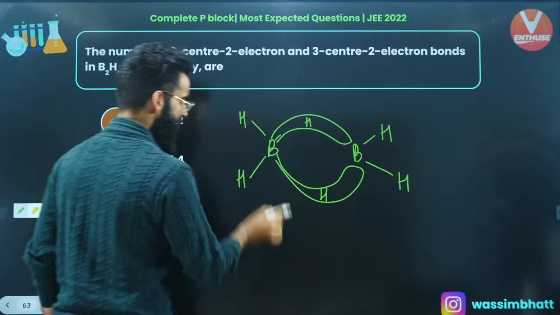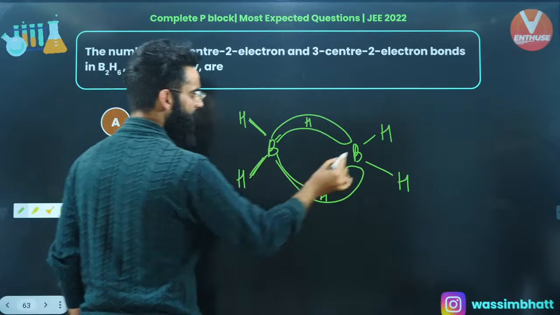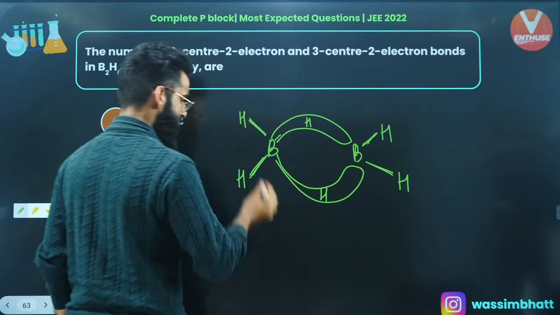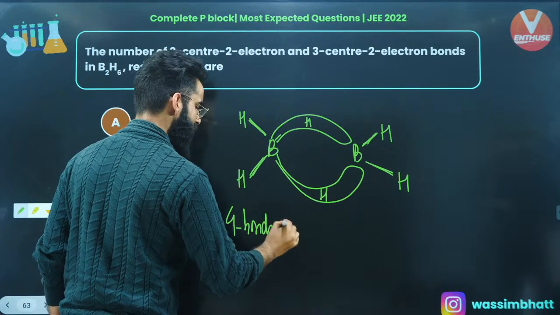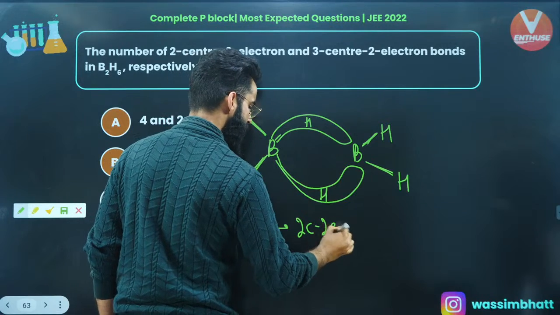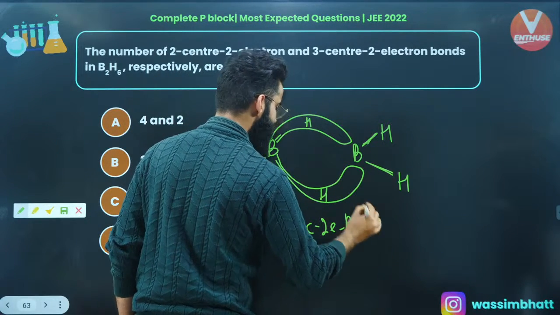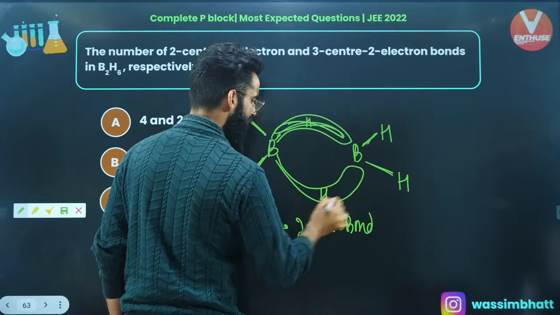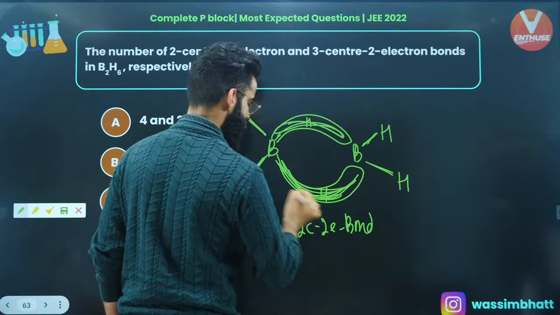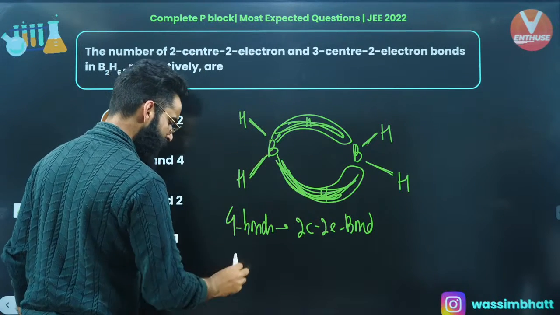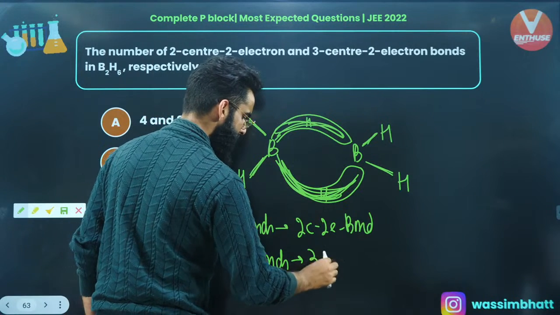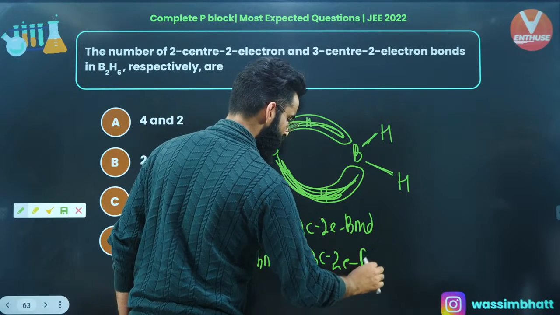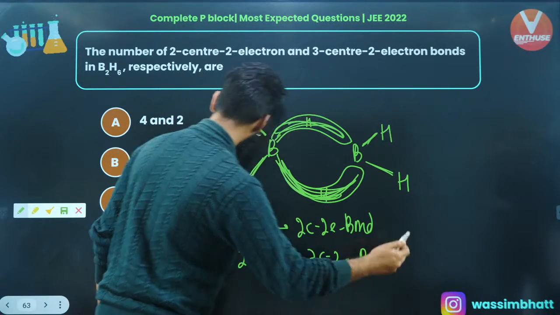right? So basically, this bond, this bond, this bond, and this bond. These 4 bonds are what we call 2-centered 2-electron bonds, right? Let me leave this particular bond and this particular bond, which you call the banana bonds as well, which lie above and below the plane. So the 2 bonds are going to be 3-centered 2-electron bonds, right? 3-centered 2-electron bonds.